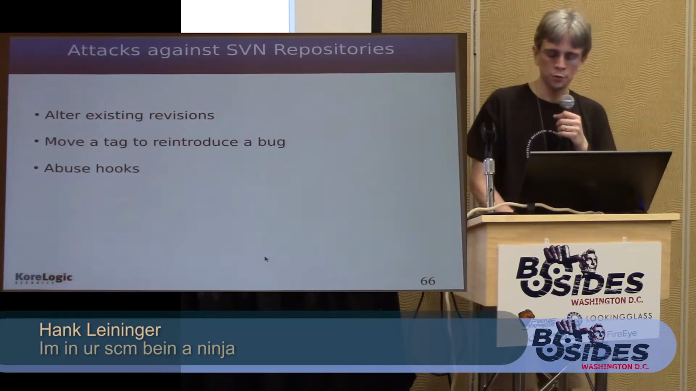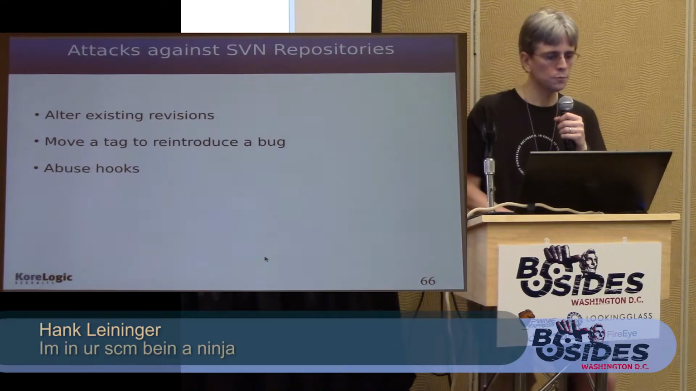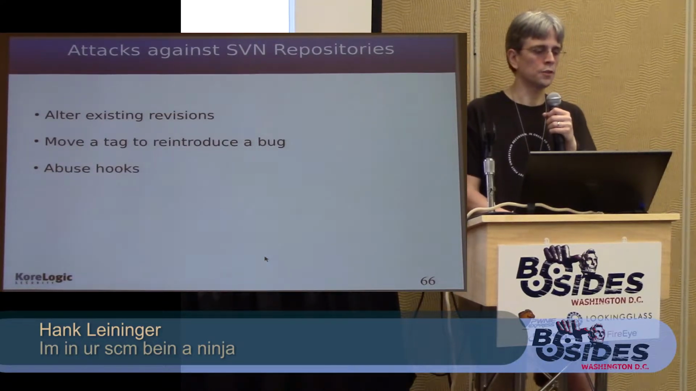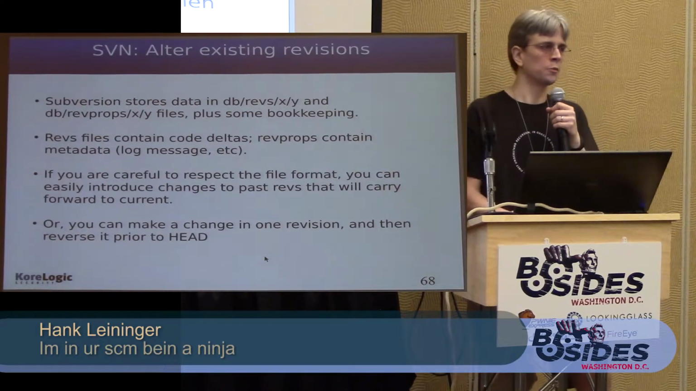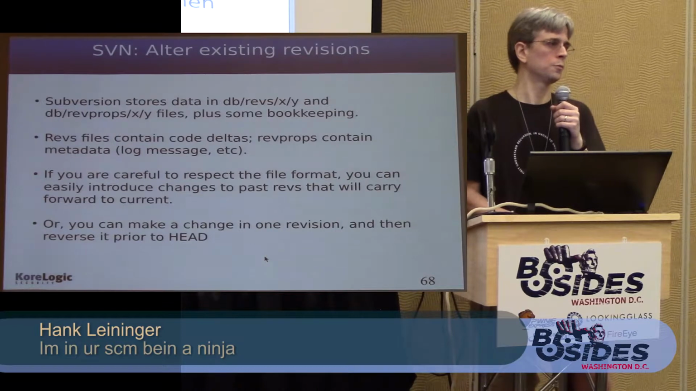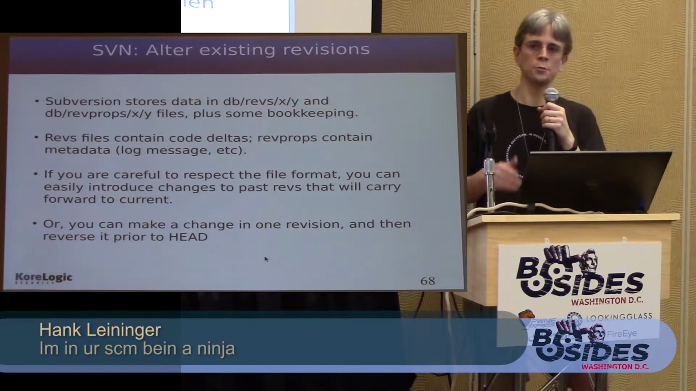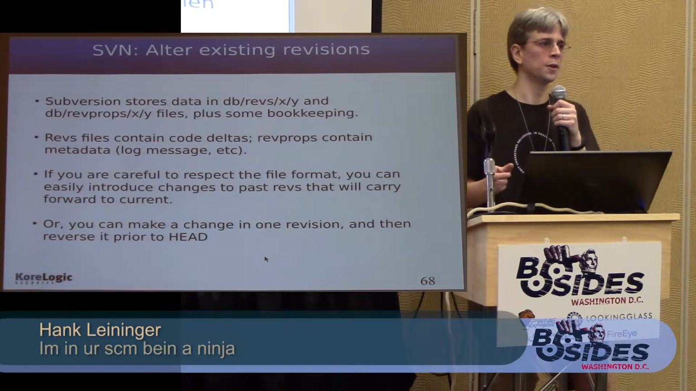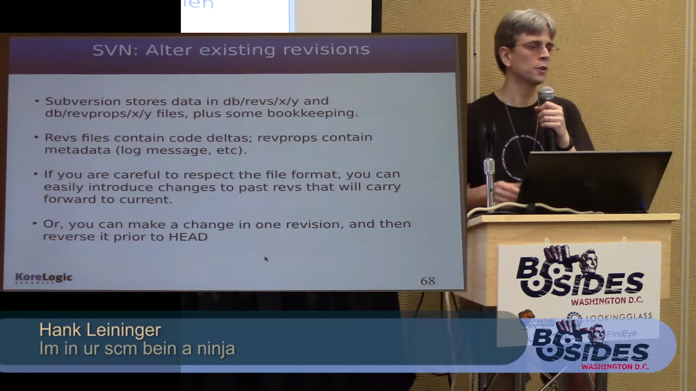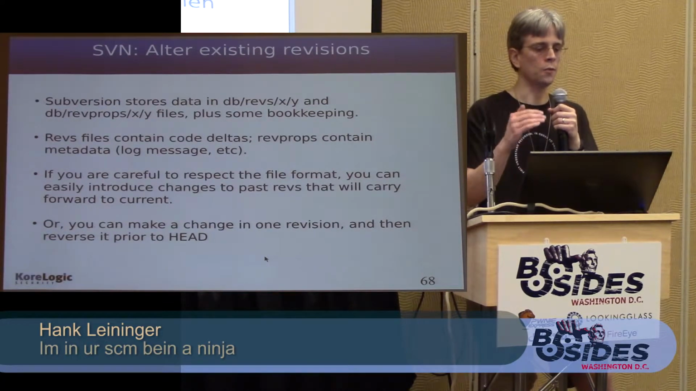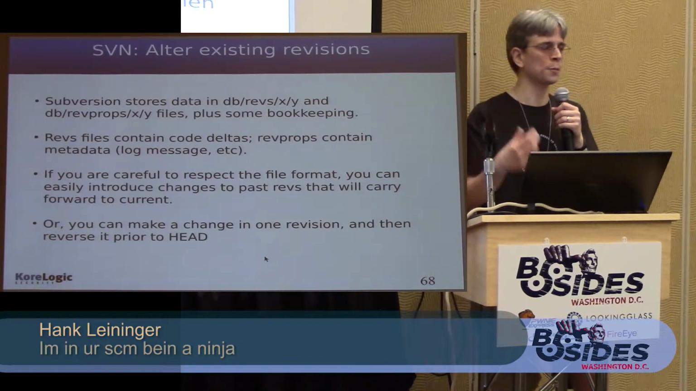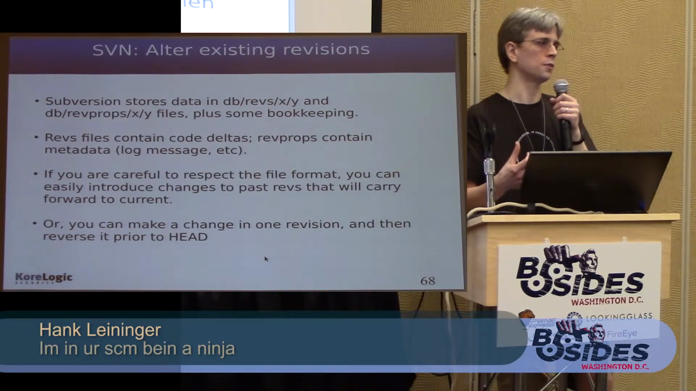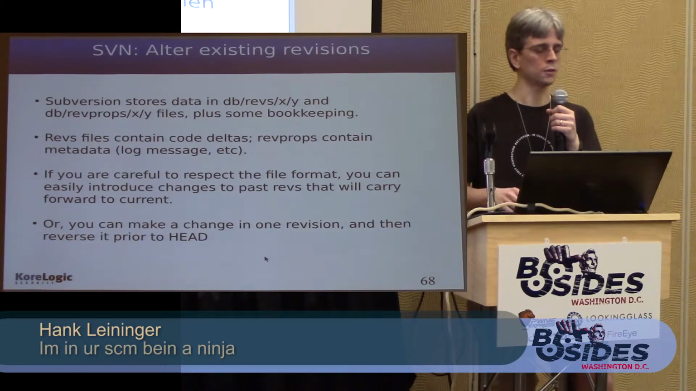We'll go through some for Subversion. A lot of the same things can be done in Subversion as could be done in CVS. So, alter an existing revision. The Subversion on-disk format is totally different from CVS's. Instead of ,v files, we have revs files and rev props files. Every time you make a commit, a revs file gets added that was the delta of your change, and a rev props file gets added that's the properties of your change, like the log message and things like that.